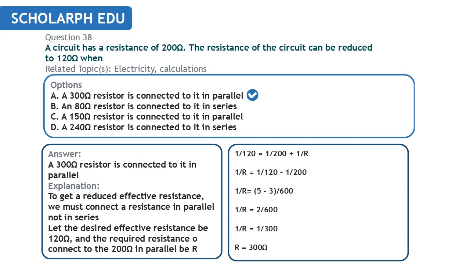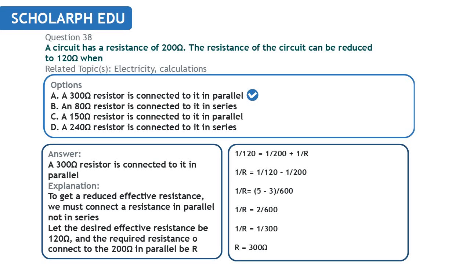Then we say, what is 120 in 600? That is 5 times 1 is 5, minus 200 in 600 is 3. 3 times 1 is 3. So here we have 5 minus 3 over 600. 5 minus 3, that is 2 over 600.